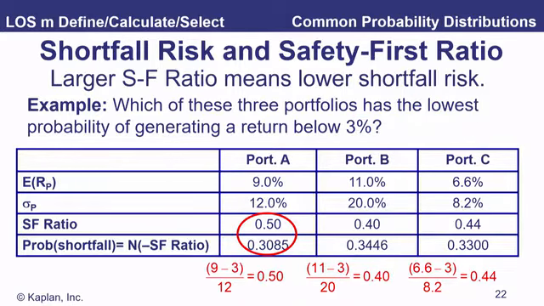And we can see that if we looked at the standard normal probability tables and asked, what's the probability of being more than 0.5 standard deviations below the mean? 30.85%. And each of these has a higher shortfall risk, portfolio B and C, a greater probability of falling short of 3%. So that's the idea of Roy's safety first ratio. And just note that even though we're talking about 0.5 standard deviations below the mean, in Roy's safety first ratio, it's a positive number. So don't let that confuse you.